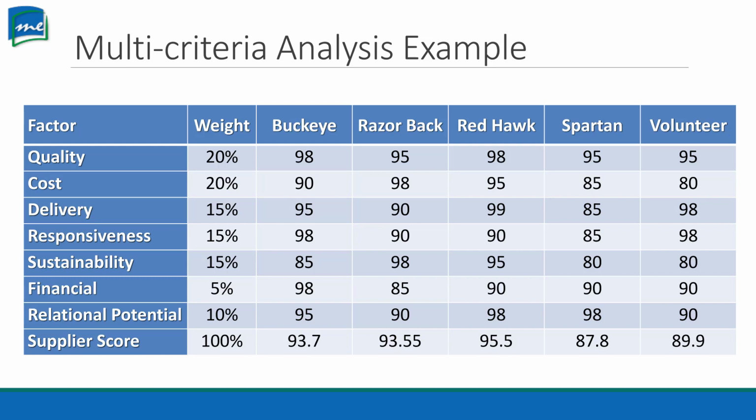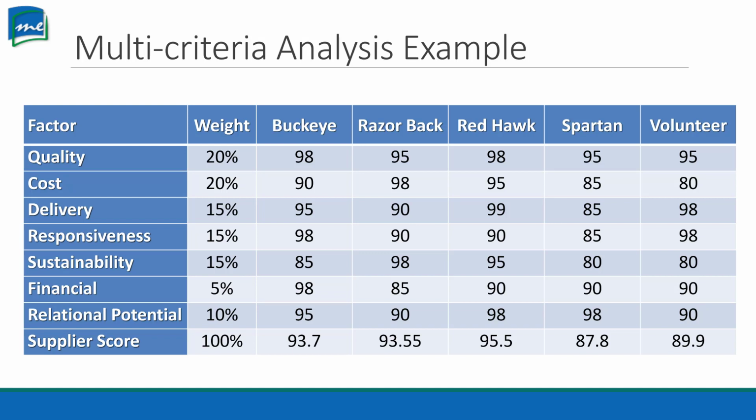So here's an example of a multi-criteria analysis. You can see here, the factors that they're going off of are quality, cost, delivery, responsiveness, sustainability, financial, relational, potential, and then you have your total line of supplier score. Your weights are there. So you have 20, 20, 15, 15, 15, 5, and 10. All that should equal 100. And your companies are across the top. So you have Buckeye, Razorback, Red Hawk, Spartan, and Volunteer.